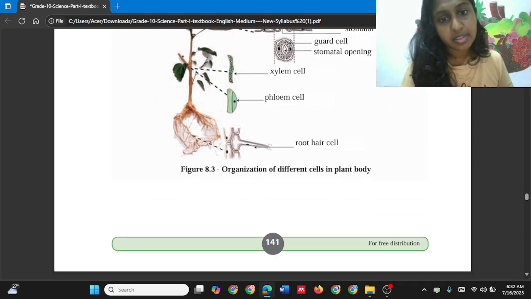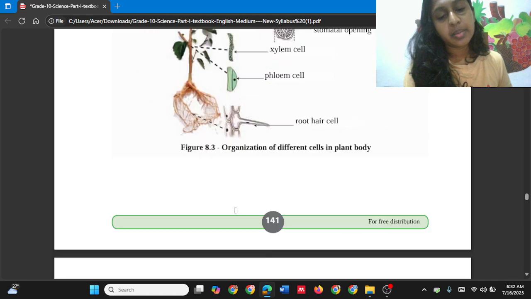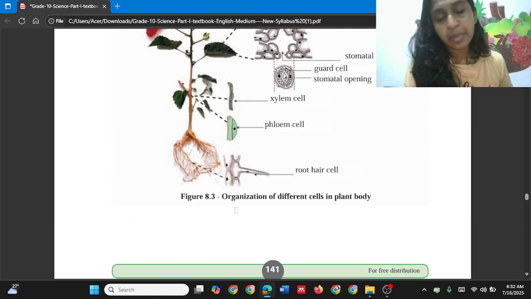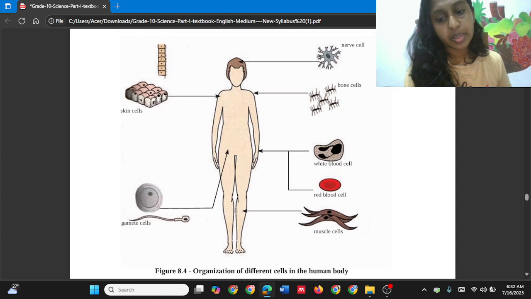See the last cell of the root. මේකෙන් තමයි වතුර, water, mineral absorb කරන්නේ root එකේ. එතකොට different cells are there. Okay, in a plant. Plant is a living organism, so it has different cells. When it comes to a human body, see, skin cells, it is different from nerve cells. See, nerve cell, the function is also different. Bone cells, white blood cells.